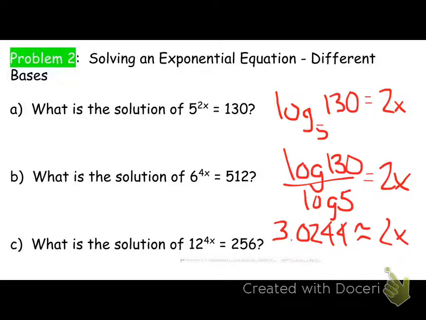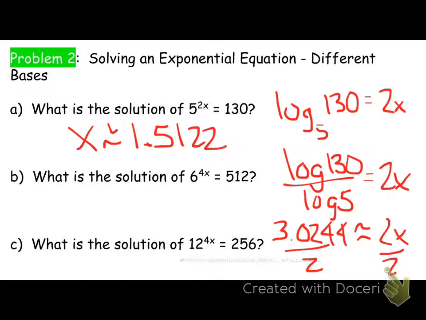Makes sense to me because I know 5 cubed is 125, and that's a little bit more than that. Now, how do we finish this off then to get x by itself, guys? Divide by 2. Yes, ma'am. And thus, we find out that in our first problem, am I close? Okay, 1.5122.